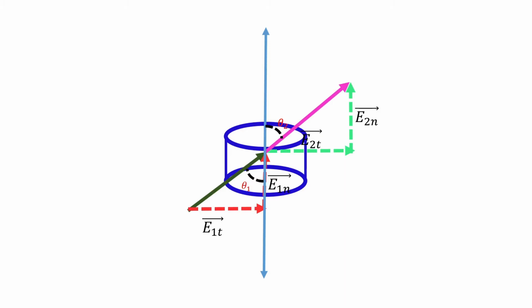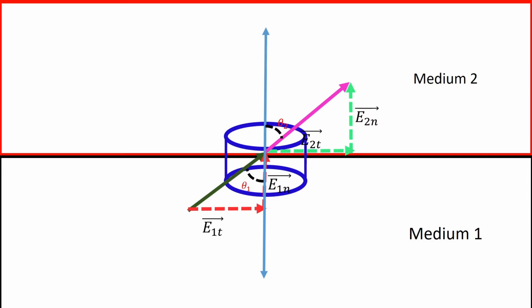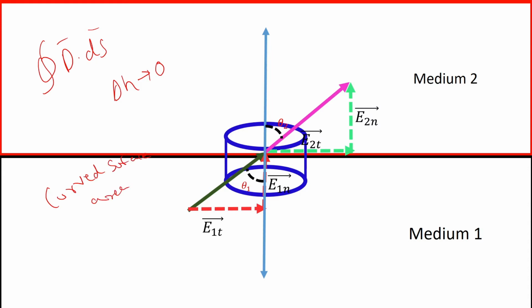So this is the closed surface which we have defined for medium 1 and medium 2. This is a cylinder, and we need to determine the closed surface integral of D bar dot dS bar. This is pretty straightforward. I can conclude this because I have assumed that delta h is tending to 0, so the curved surface area has vanished. There is no curved surface area. So whatever flux lines are leaving, they should only be leaving either from the top or from the bottom.